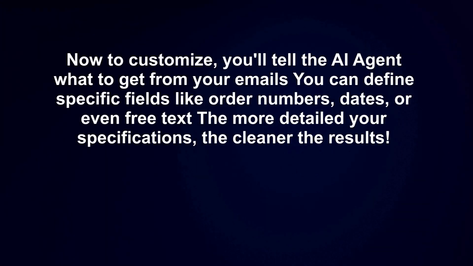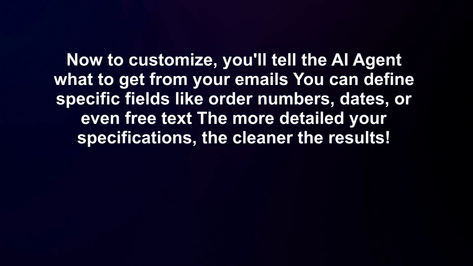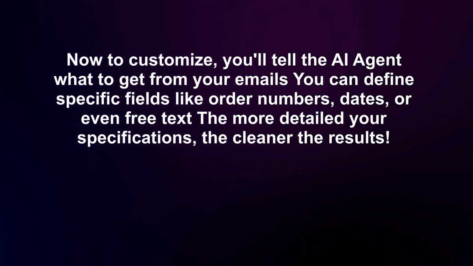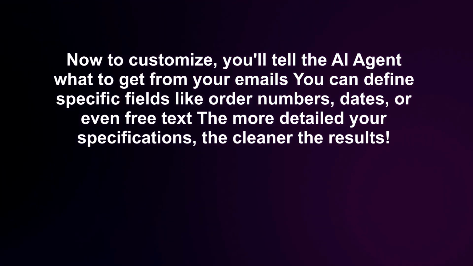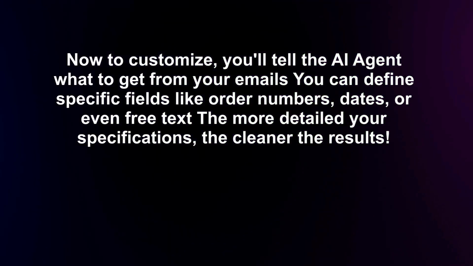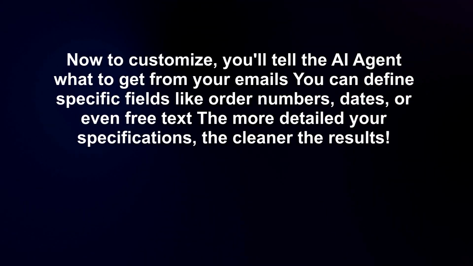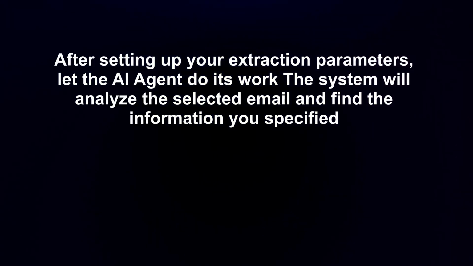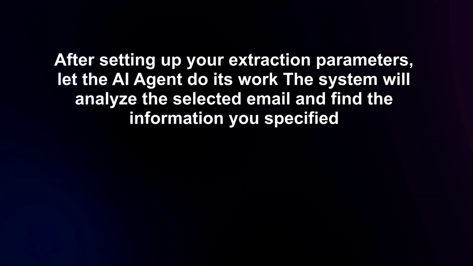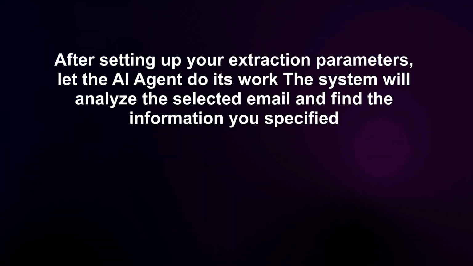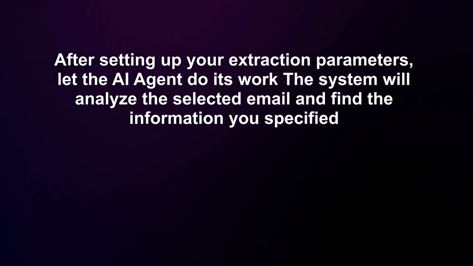Now to customize. You'll tell the AI agent what to get from your emails. You can define specific fields like order numbers, dates, or even free text. The more detailed your specifications, the cleaner the results. After setting up your extraction parameters, let the AI agent do its work. The system will analyze the selected email and find the information you specified.